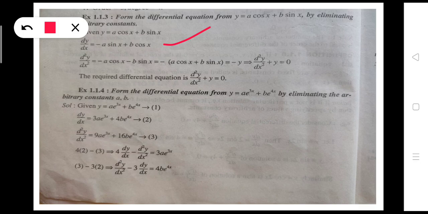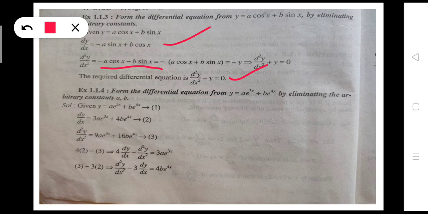Now differentiate again with respect to x. The derivative of dy by dx is d square y by dx square, and the derivative of sin x is cos x, and the derivative of cos x is minus sin x. So the second derivative is d square y by dx square is equal to minus a cos x minus b sin x. Here minus is common from both terms, that is equal to minus of (a cos x plus b sin x), which is equal to minus y. That implies d square y by dx square plus y is equal to 0. Therefore the required differential equation is d square y by dx square plus y is equal to 0.